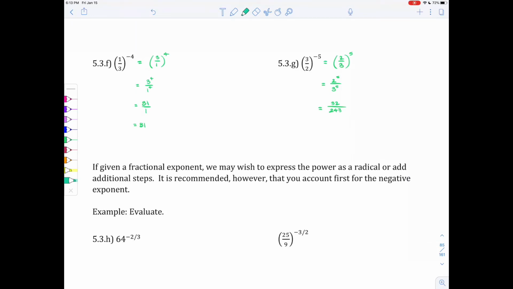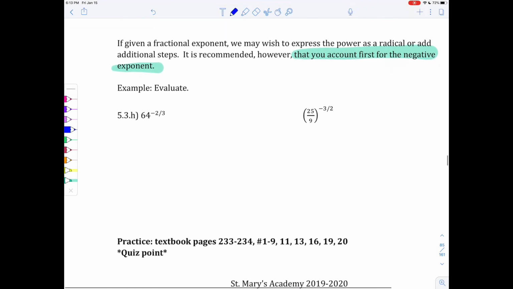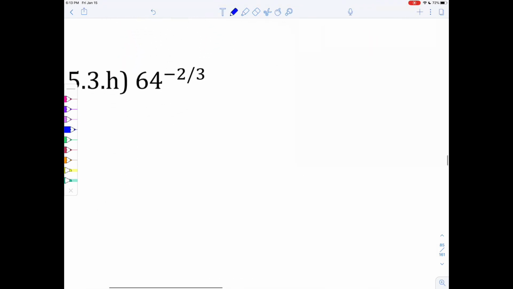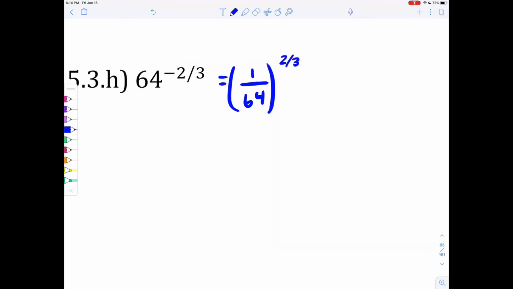What we do recommend is that we first account for the negative exponent. So we're going to take the reciprocal of the base first to turn that fractional exponent positive, and then continue working on it in the same way we would in previous lessons. So let's take a look here. 64 to the power of negative 2/3. We are going to start by getting rid of that negative exponent. To do that, we will take the reciprocal of the base. So 64 over 1 becomes 1 over 64. And that changes our exponent from negative 2/3 to positive 2/3.